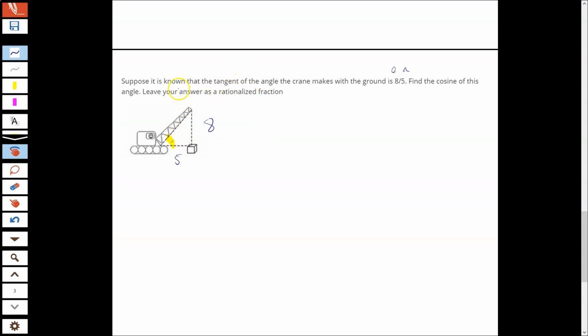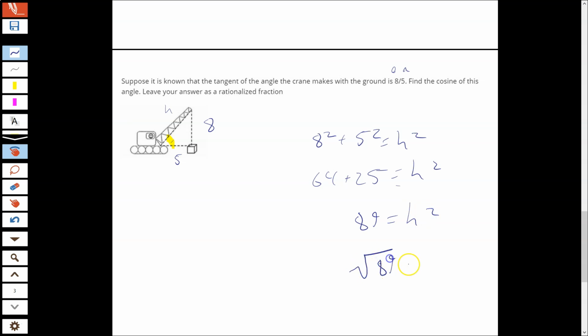We want to find the cosine of this angle. So the cosine of the angle is going to be adjacent over the hypotenuse. So again, we have to find the hypotenuse. So we are going to do the same thing we did in the last one, actually. 8 squared plus 5 squared equals h squared. And then we get here 64 plus 25 equals h squared. We get 89 equals h squared. And then I take the square root of both sides. And we should check to see if we can simplify this. But 89 doesn't really factor nicely. So we're going to leave this as is. We're going to say that hypotenuse is the square root of 89.